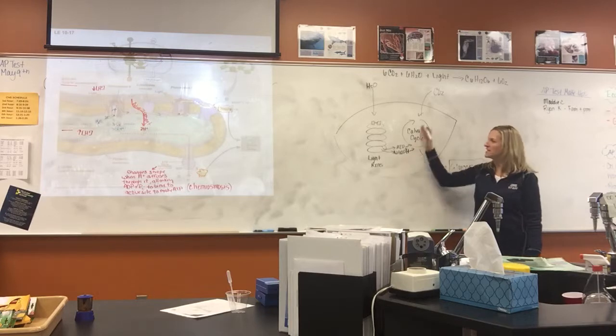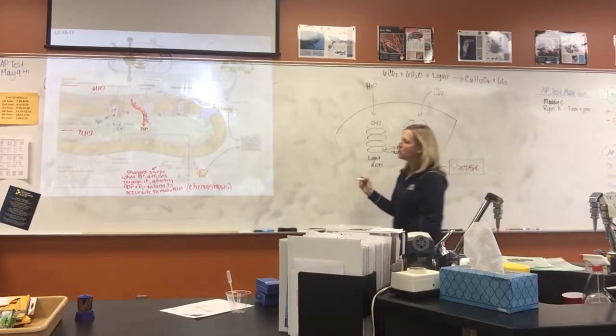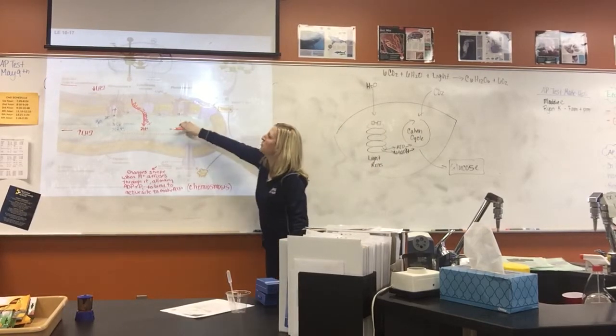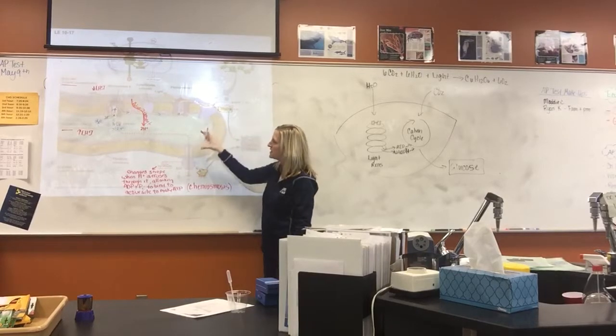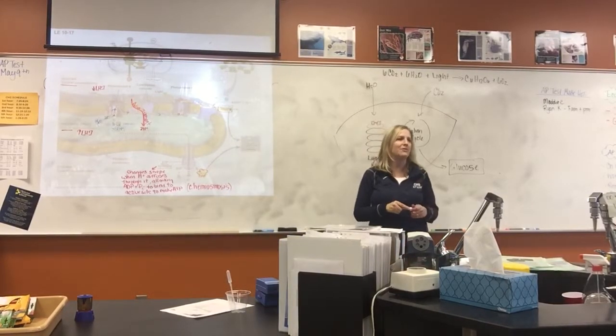Stroma. The stroma is the liquid in the chloroplast. And so notice here that ATP and NADPH are not made within the thylakoid. We use the thylakoid, but they're actually made on the outside of the thylakoid. Why is that beneficial?